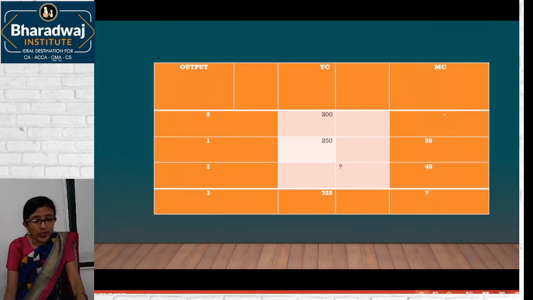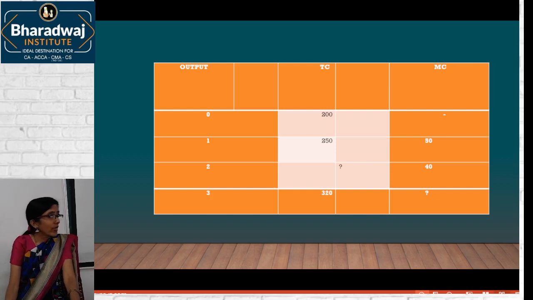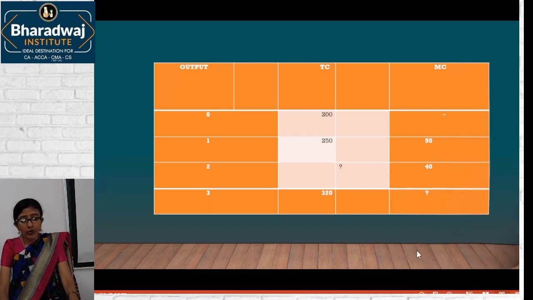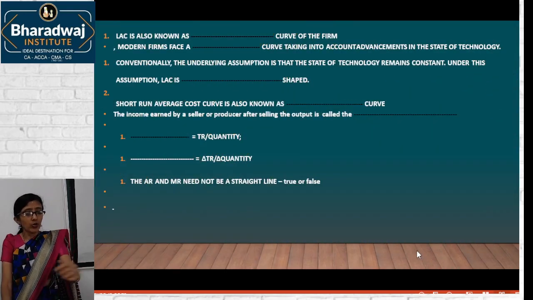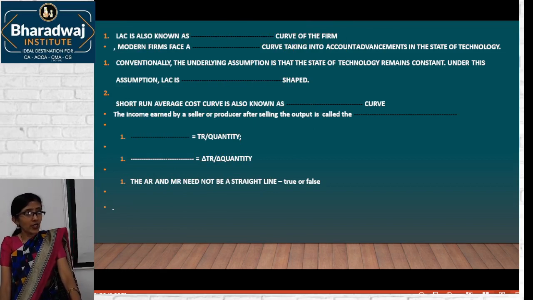Got it. Okay. Now, what is the answer? 290, 30. Did you get it? 290 and 30? Yes, good. Yes, now do this exercise. LAC is also known as dash curve of the firm. See, are you putting it as exercise 1, 2, 3, 4 under cost and doing? Everything should come under cost and draw a line after each topic.